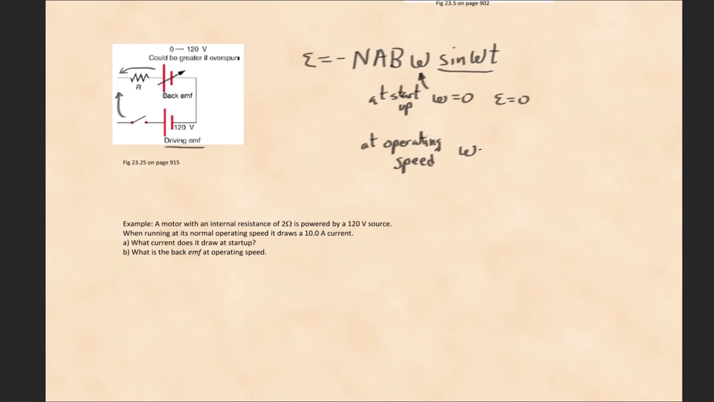The angular velocity is equal to some non-zero value, and so we have a peak induced EMF that's equal to NAB omega, where omega naught is the operating speed, or related to the operating speed. So obviously it varies. That's why we have the arrow through the battery here. When we first turn on the motor, there's no rotation, so there's no back EMF. But as the motor begins rotating, it starts producing a back EMF. And as the motor gets faster, the back EMF increases.